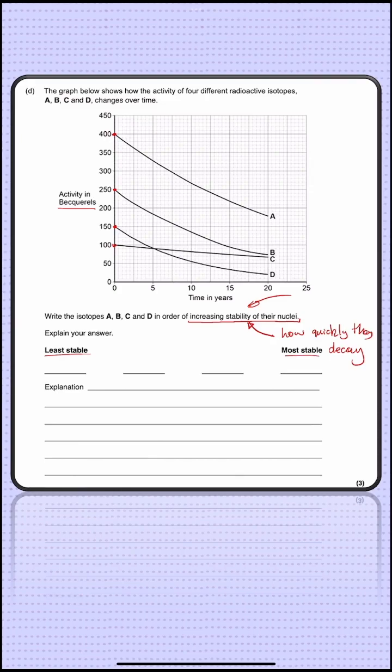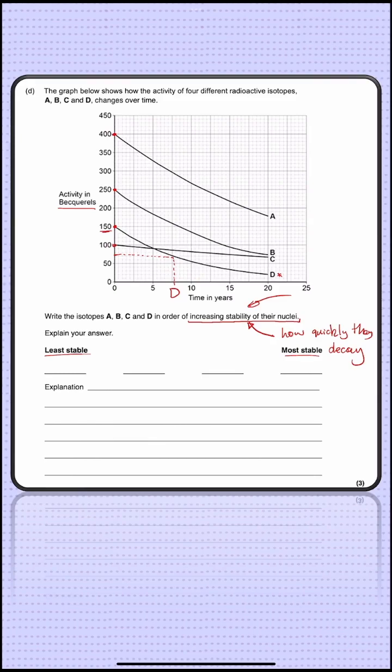So the least stable one needs to be the one that gives off the most radiation and drops in activity the fastest. What's a fair way of comparing how fast they're decaying? That would be to look at their half-lives. So let's look at their half-lives. Let's start off with D, okay? So D starts off at 150. Its half-life is going to be when it's half of 150, so when it goes to 75. So let's see where it reaches 75. So it's around here. So this is D. It has a half-life of around 7, we'll say.